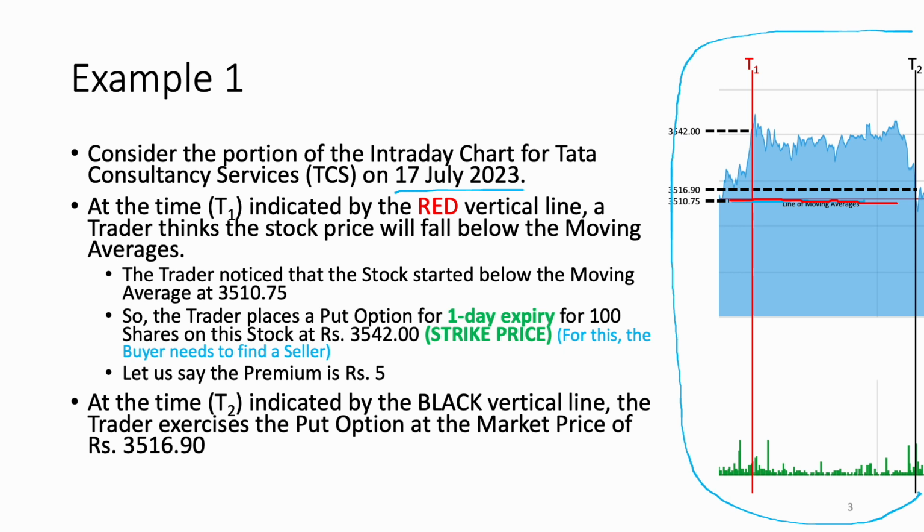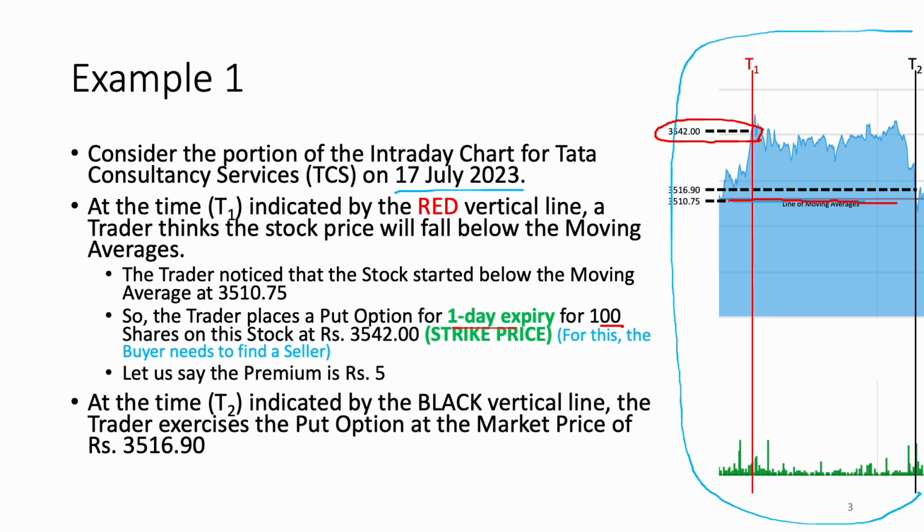So when the stock reaches this point at 35.42, he thinks that he will get into a put option. So at this point, the buyer buys a put option at a strike price of 35.42, and he gives the expiry of 1 day, and he buys 100 shares. Now in options, we always have to trade in a lot. A lot is normally 100 units. It can be 1000 also, but normally it's 100 units.